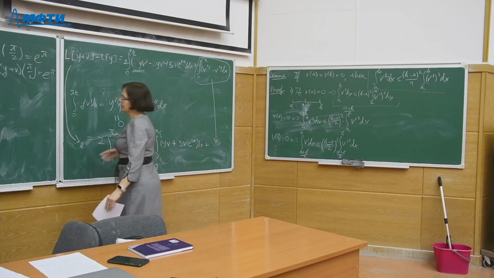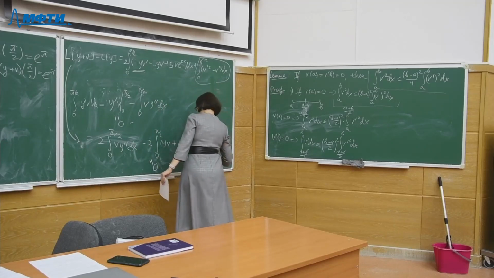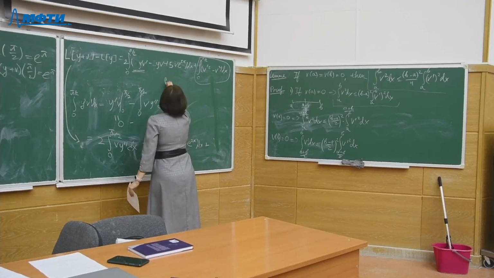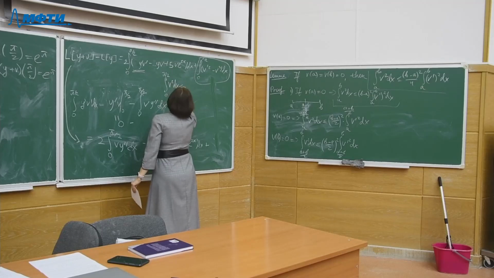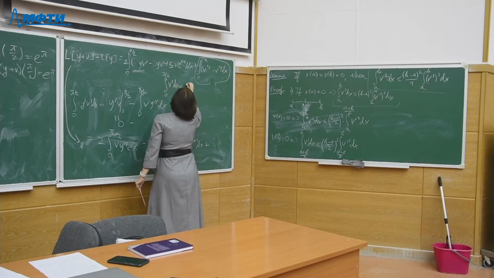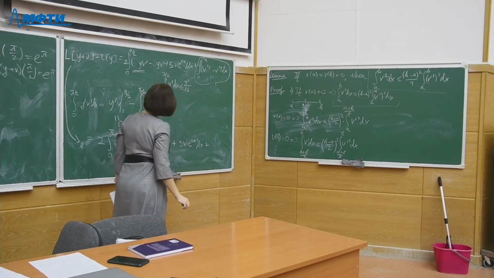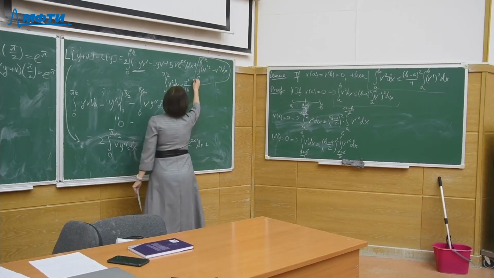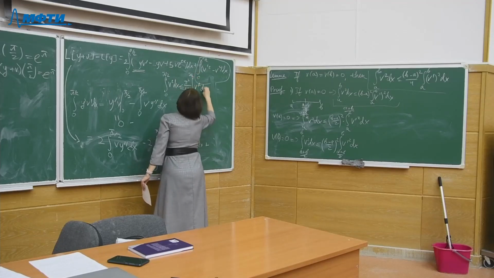Now let's apply this lemma to our case. We know a and b, and we can estimate the integral using the lemma. We have the following: the integral from 0 to pi over 2 of v squared dx is less than or equal to, divided by 4, pi squared divided by 16 times the integral from 0 to pi over 2 of v prime squared dx.